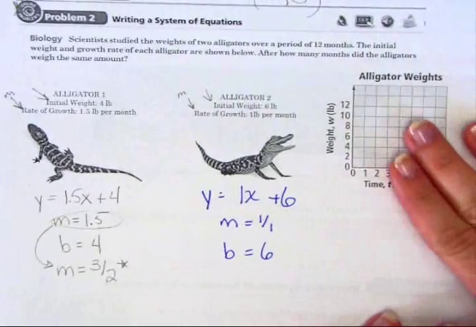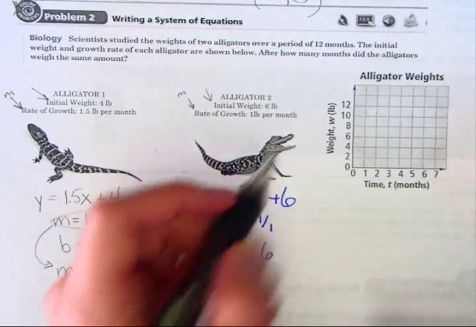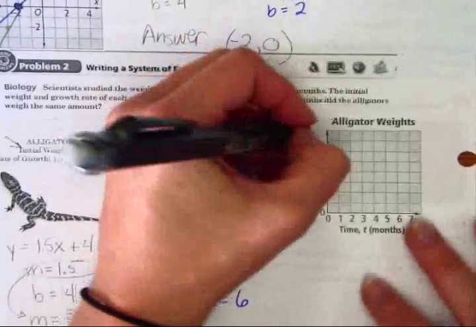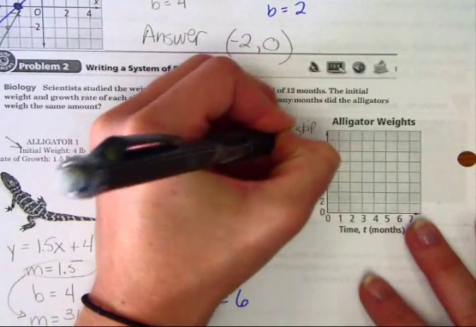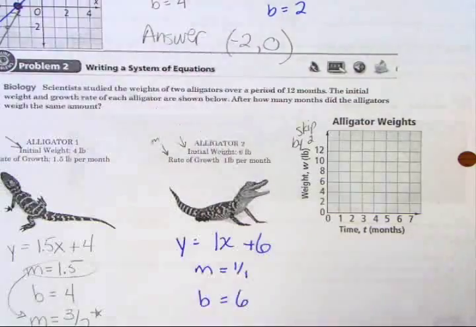Please be very careful when you look at this graph because this graph skips by 2 on the y-axis. We've got to be careful when we go to graph, all right?